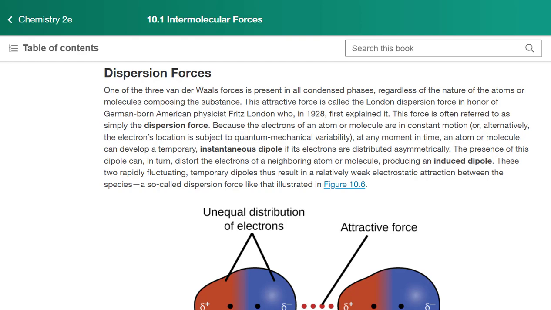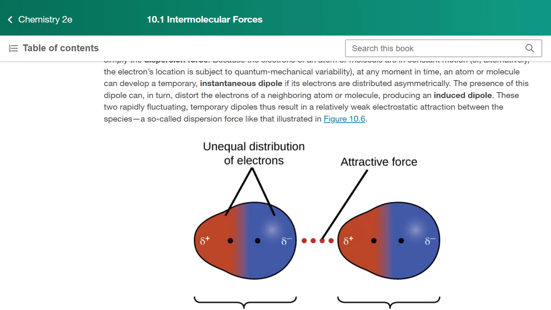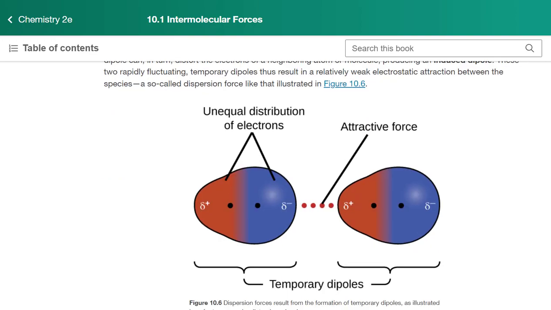Every molecule, everything that has electrons is going to have dispersion forces. So this is always true for everything. It turns out that there are some other things that certain things have, but everything has dispersion forces. And the idea here, and let's go ahead and look at this picture because it kind of illustrates it a little bit.